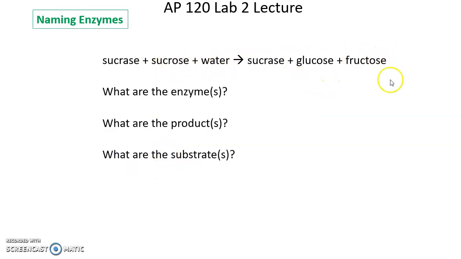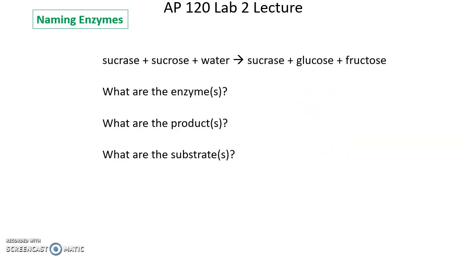All right, here's a lovely chemical reaction. What in this chemical reaction is the enzyme? What in this chemical reaction is the product or products? What in this chemical reaction is the substrate or substrates? Need more time? Feel free to pause the video.